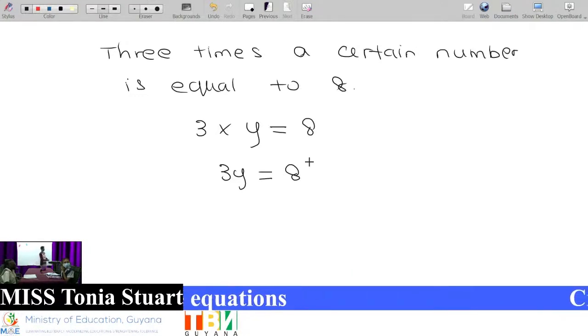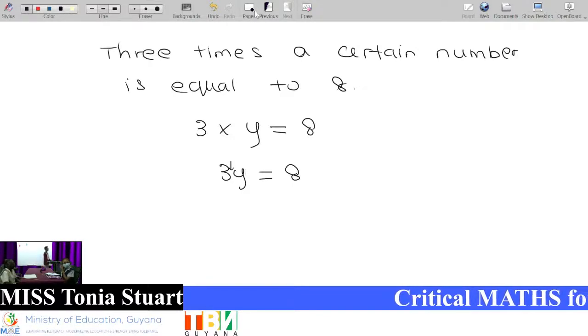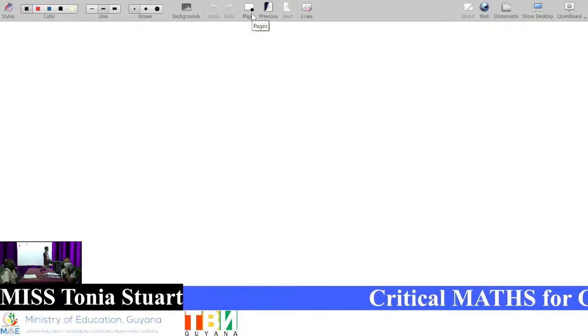Remember I told you last time that the multiplication sign is hidden, it is understood, that you're multiplying the 3 by the y there. I think you follow? Yes. All right. So to master the concept, let's check on another one.